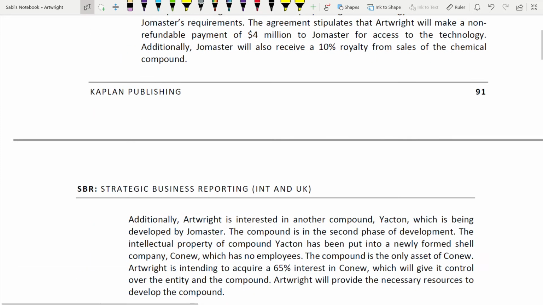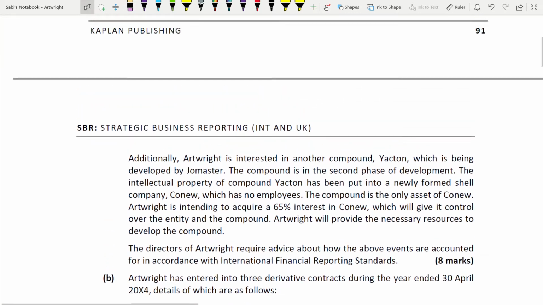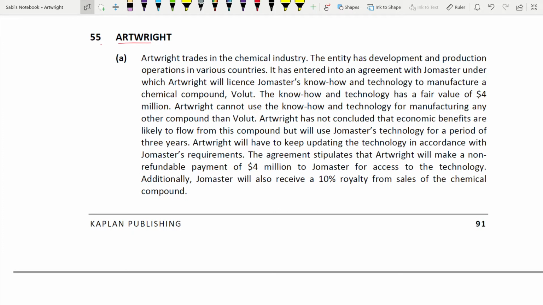In part A, if you read the requirements for 8 marks, the directors of Artwright require advice about how the above events are accounted for in accordance with IFRS. We don't know what the specific event is about, because sometimes it's not clear from the requirements. It's okay. When you're skimming, some word will trigger what it might be: an intangible asset, a financial instrument, or deferred tax, something like that.